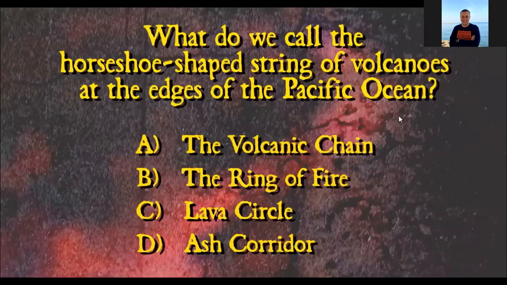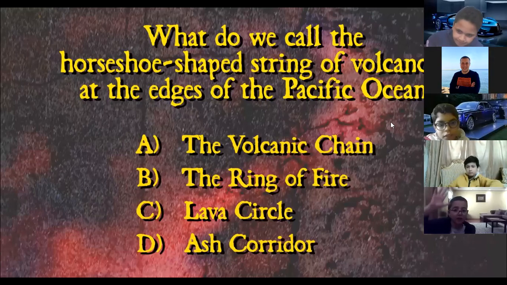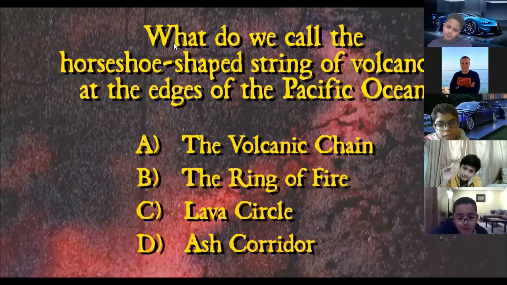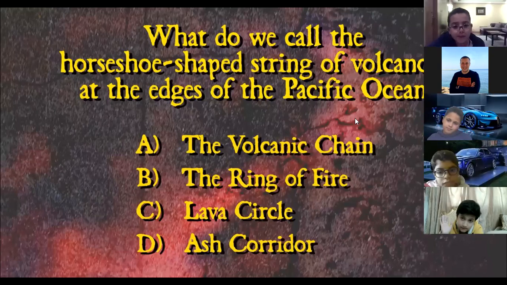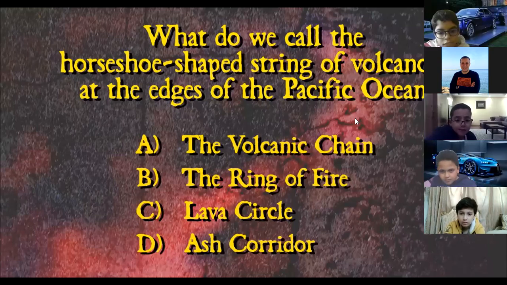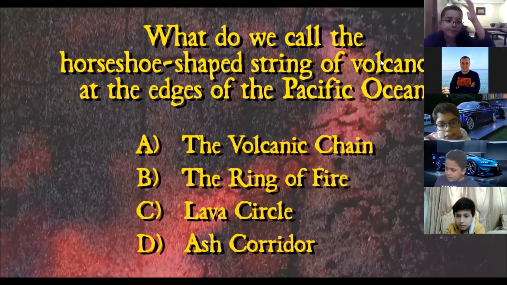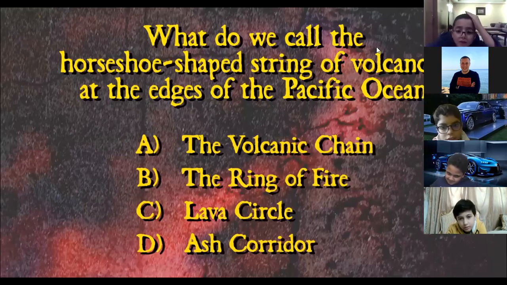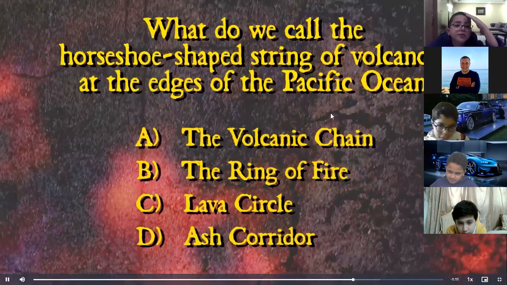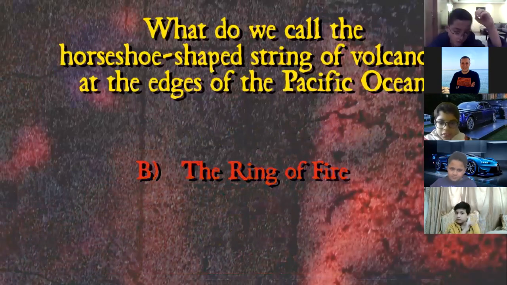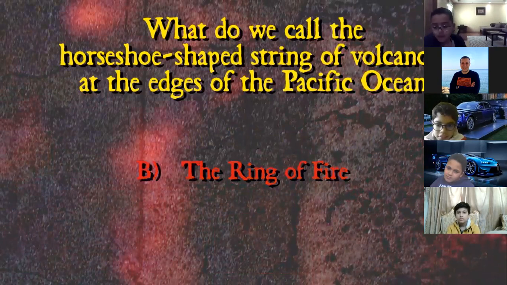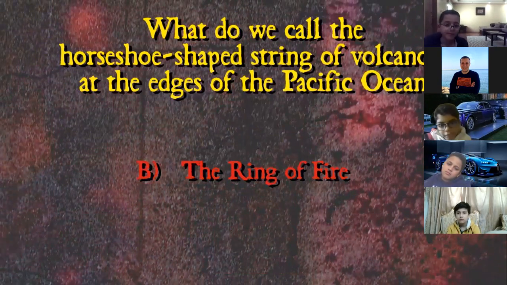Okay, grade 5. What is it called? You know the answer, just raise your hand. The horseshoe-shaped string of volcanoes at the edges of the Pacific Ocean. It is called, Mustafa? The ring of fire. Excellent, thank you. The correct answer is B. The horseshoe-shaped string of volcanoes at the edges of the Pacific Ocean is called the Ring of Fire.